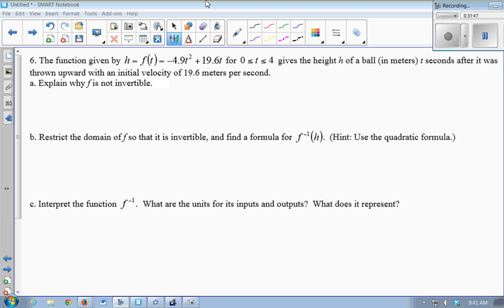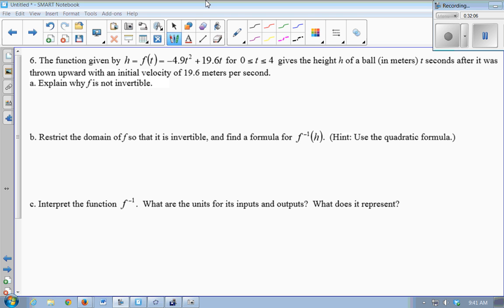And at 4 seconds, what do you think happens to the ball at 4 seconds? Probably hits the ground, yeah. So this function is no longer going to model what it does after 4 seconds, because after 4 seconds, this thing would predict that it like falls through the earth, right? So we have to restrict the domain to 0 to 4 seconds.